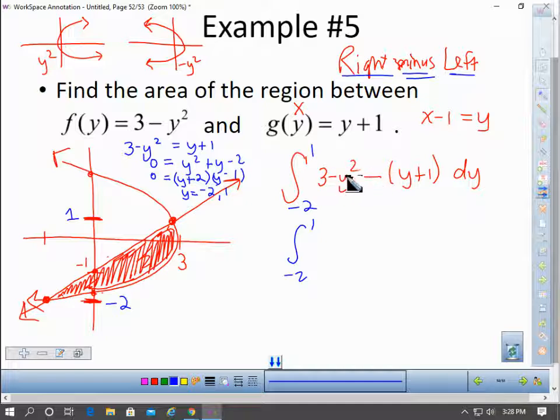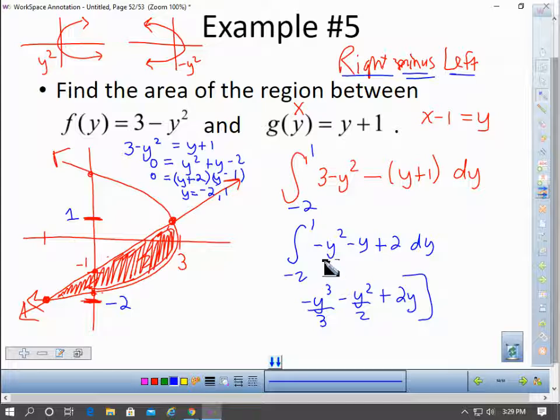And I'm just going to simplify this a little bit before I do the antiderivative here. So that's a -y squared. I'm going to have a -y. And this will be 3 minus 1, which will be 2. All right, so now I'm going to do the antiderivative. So that'll be -y cubed over 3 minus, the antiderivative is y squared over 2 plus 2y. I don't need my plus c because I'm evaluating from -2 to 1.